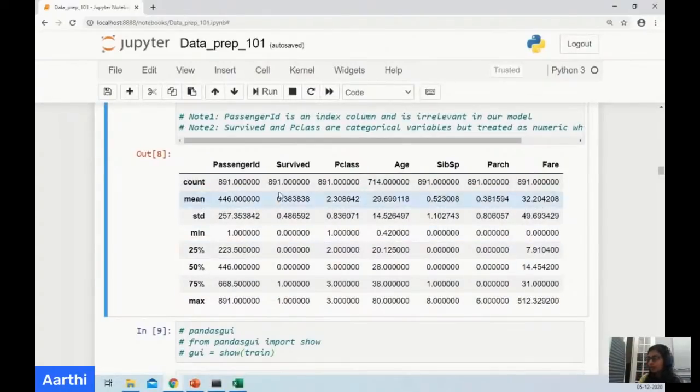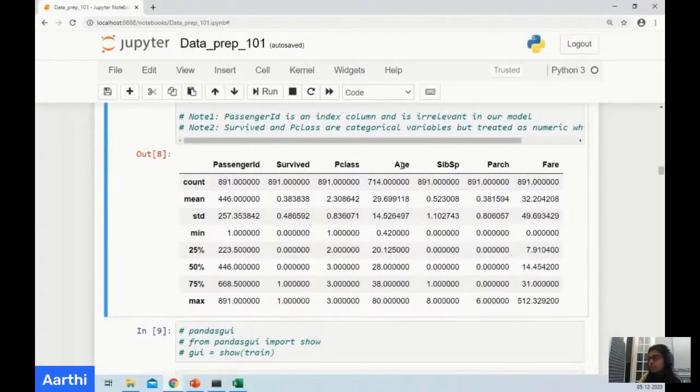Whereas survived is actually a categorical column. It's 0 or 1, and there it is doing an average of that as well. Similarly, P class is 1, 2, and 3. It is also a categorical column. We will later see how this can be converted.